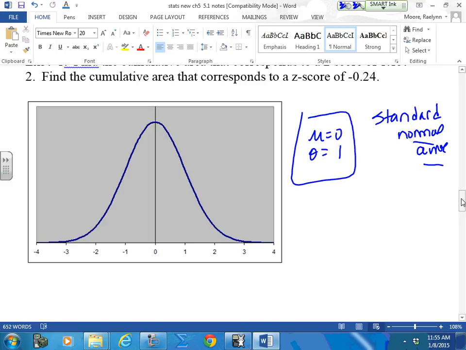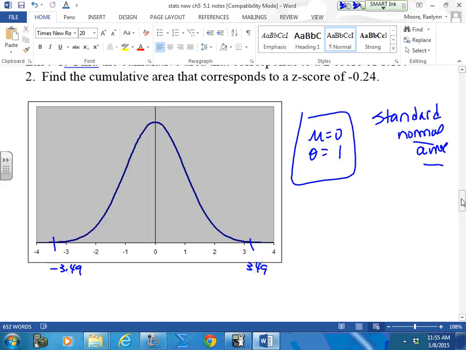If you look at the paper that I gave you, it looks exactly the same as yours. It just says that it's going to go to negative 3.49 and positive 3.49. Actually, that's what your table goes to. Your calculator is far more exact, but your table only goes to 3.49 and negative 3.49. Okay? This is important.